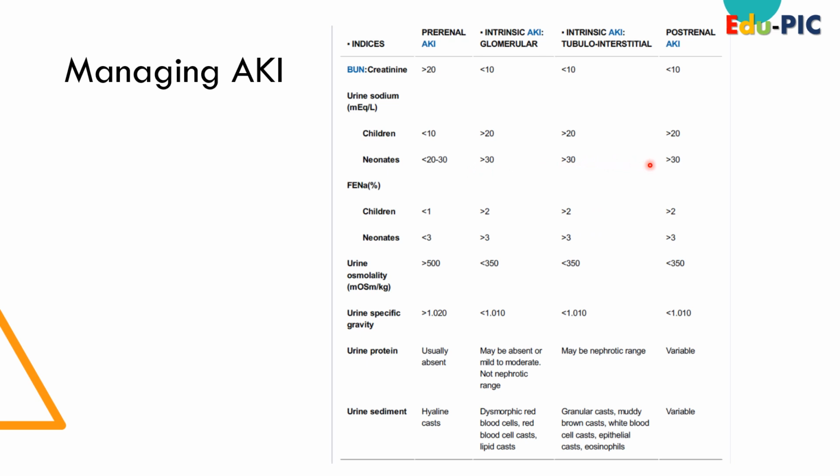As you can see, neonates have got different numbers, and then this is the fractional excretion of sodium. If it's less than 1%, then it's pre-renal. If it's more than 2, then any of the other causes in children. The urine osmolarity, again. So what's the main theme here? The main theme here is any of these ways will tell you if it's pre-renal or not, but it's not really going to tell you anything else afterwards. All right.